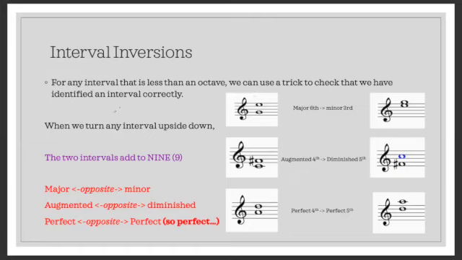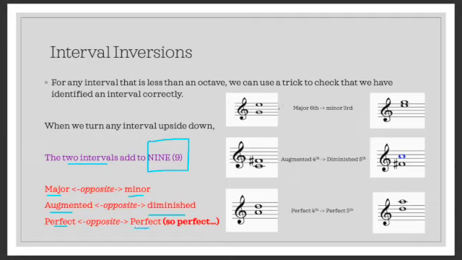So these are some rules. When we turn any interval upside down, or we invert it, the two intervals, the numbers will add up to 9. The two intervals will add up to 9. And if it's a major, then it'll become a minor. If it's a minor, it'll become a major. If it's augmented, it'll become diminished, and if it was diminished, then it'll become augmented. And perfect just stays perfect, because it's, I guess, so perfect.